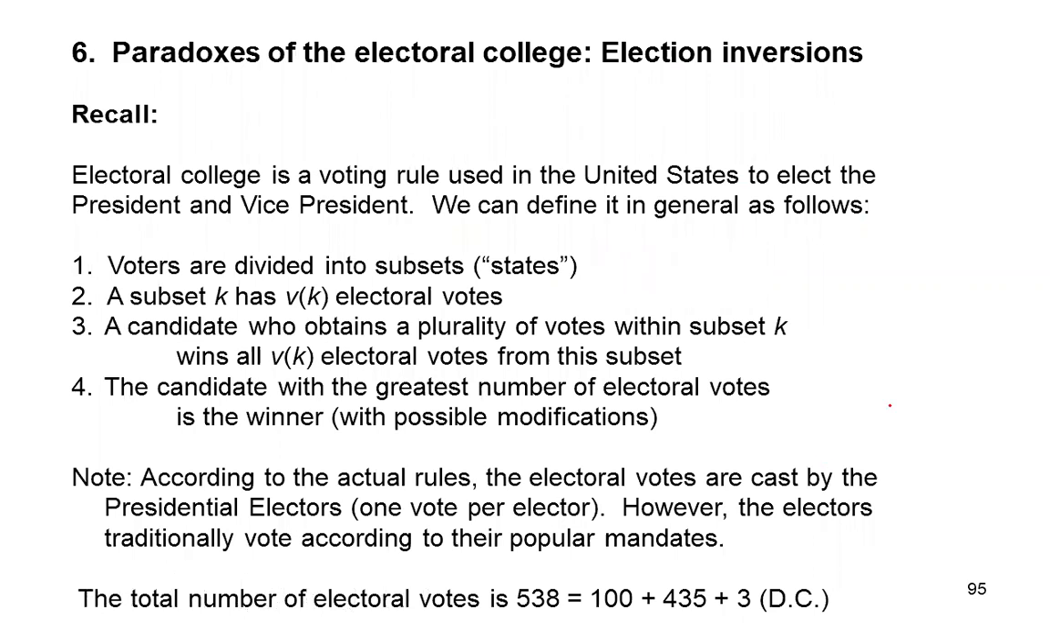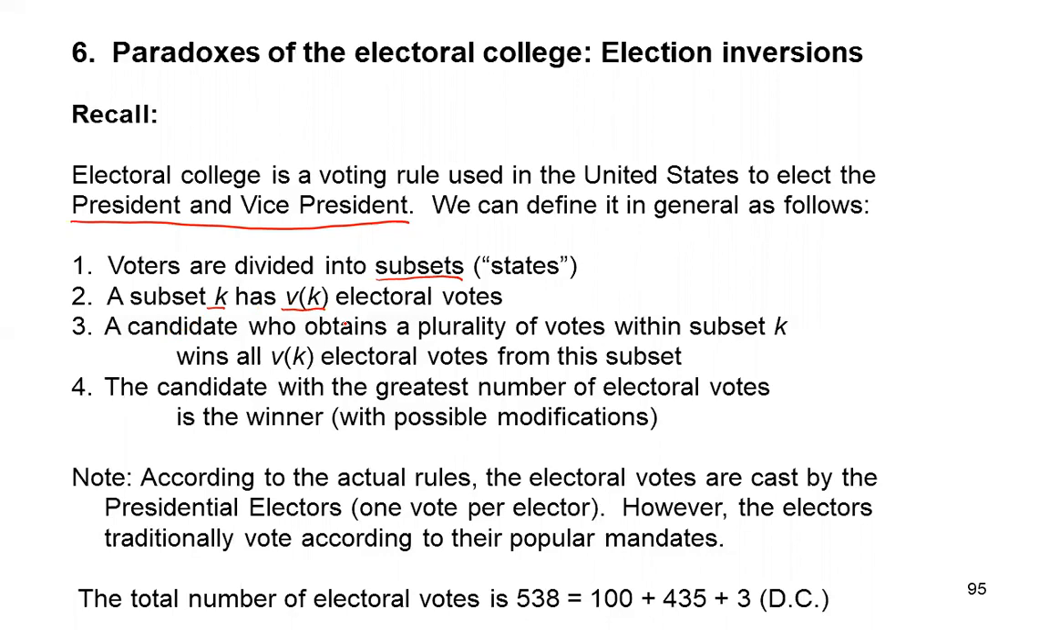So now let's go back to the Electoral College. And let's recall what the rules for the Electoral College are. This is the rule used in the United States to elect the president and vice president. And this is our general definition. Voters are divided into subsets. We call them states in this case. A subset K has some corresponding number V of K electoral votes. In our case, this is the total number of senators and representatives.